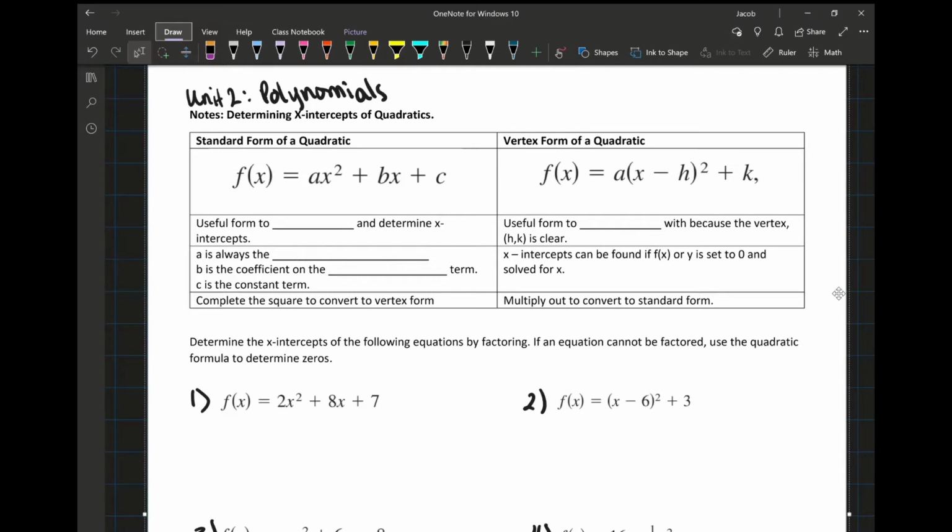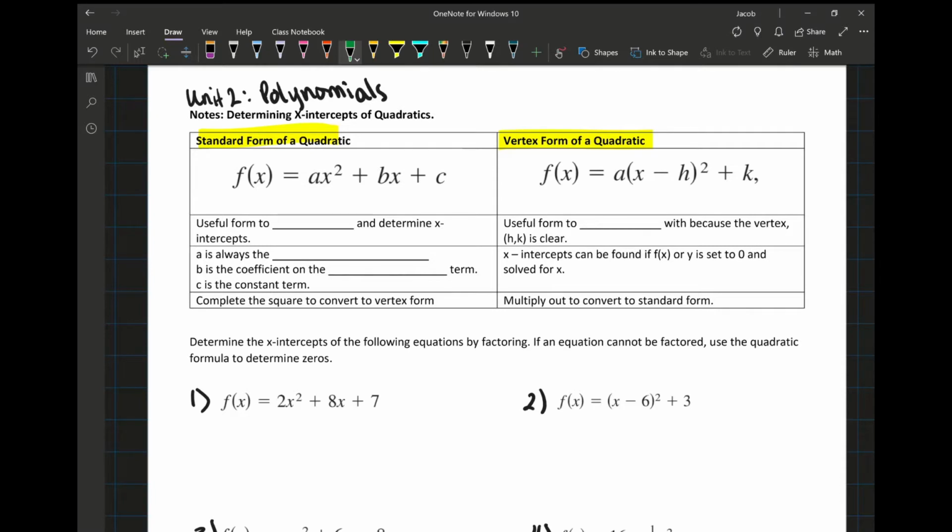For us right now, quadratics have two different forms that are of use to us. That being the standard form of a quadratic equation and the vertex form of a quadratic equation. You'll notice that the coefficients matter in each case, and they mean something, and the other variables in the vertex form of a quadratic matter as well.